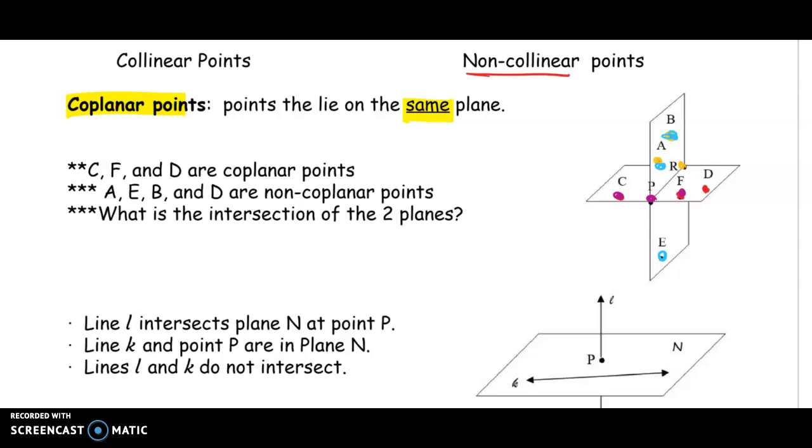A, E, B, and D, so I'm going to erase what I did over here. A, E, B, and D are non-coplanar points. A, B, and E all lie on one plane, but D is not on the same plane. So since D is not on the same plane, that means that it is not coplanar. So those 4 points are non-coplanar points. What are some other points that are non-coplanar points?